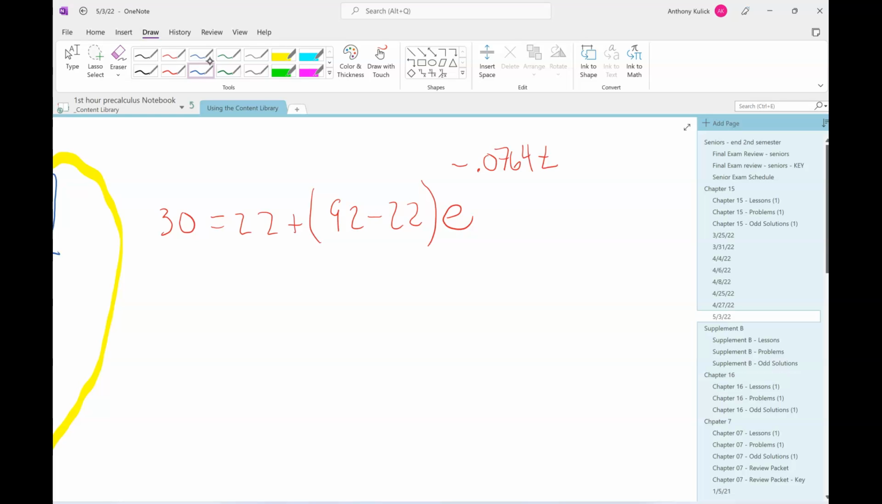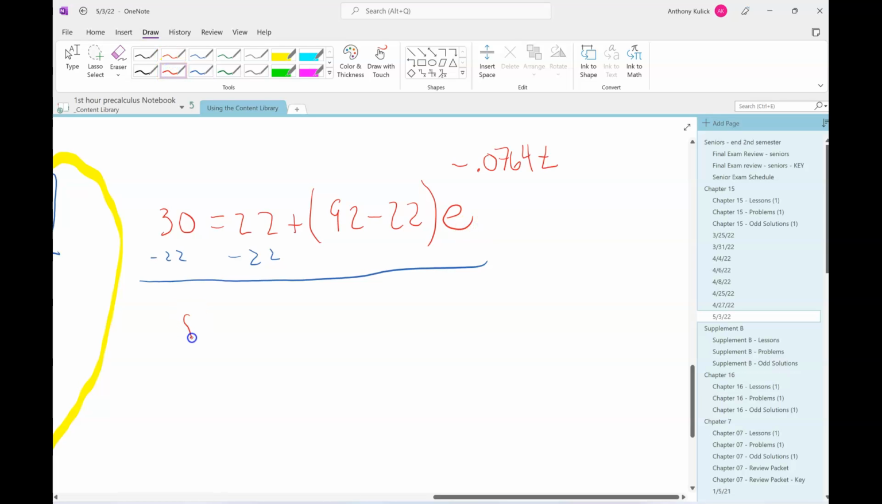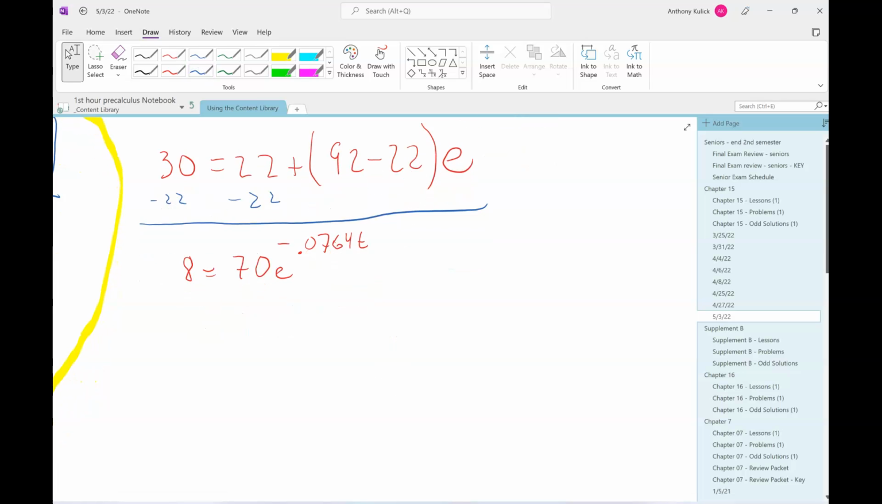t is still in the exponent, right? So the steps are going to be the same kind of steps. Exactly right. So we'd want to start by moving the 22 to the other side, yeah, subtracting the 22. Very good. And then again, 92 minus 22 is still 70, so I'm just going to simplify that nice and easy in my head. Next step would be to divide by 70. Very good.